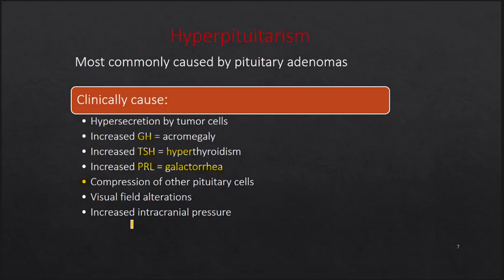Visual field alterations can also be seen. So if there's local expansion of a pituitary adenoma, it can actually impinge on the optic chiasm, and it can cause various visual disturbances depending on the particular area of the optic nerve that is compressed. And then finally, increased intracranial pressure. We know that anything that's growing inside the skull that shouldn't be there, because there's not a whole lot of room for it, the increased size of this tumor will lead to increased intracranial pressure, which could cause all of the problems that we know can come from this condition of increased intracranial hypertension.